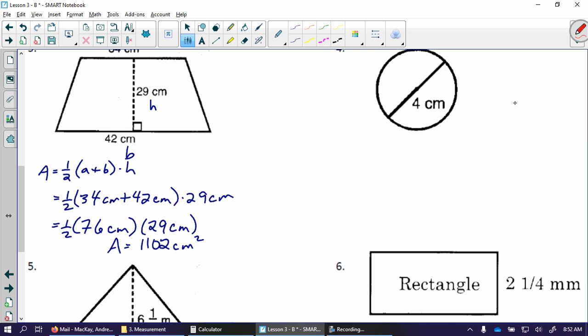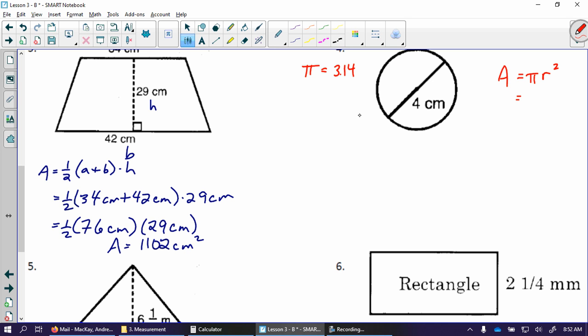Oh, change color. Area of a circle is pi. Pi is a button on your calculator. It's the ratio of the diameter to the circumference of a circle. It's an irrational number that keeps going on forever. Pi times the radius squared. Pi, simply, if we don't have a button on our calculator, we can use 3.14.